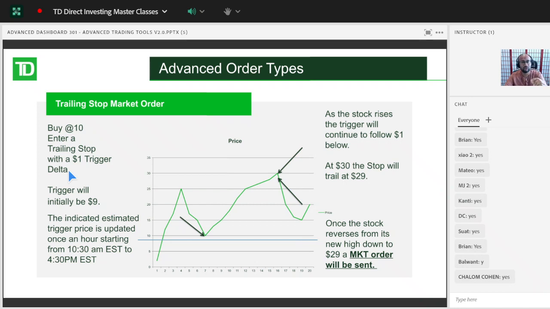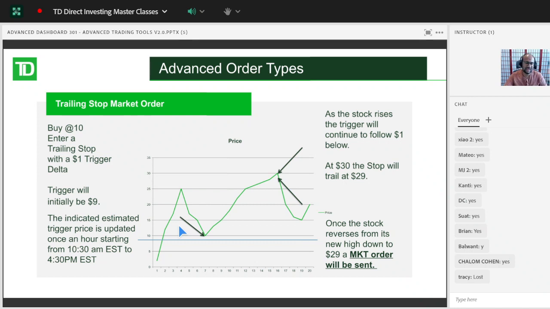It's my alarm clock. It doesn't mean that that's the price I'm going to sell at. It is just when the order will become triggered, and once it becomes triggered, it becomes a market order. And we know with a market order, as soon as it becomes a market order, whatever price is available at that point is what my stock will be sold for.